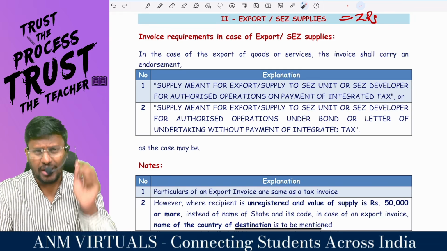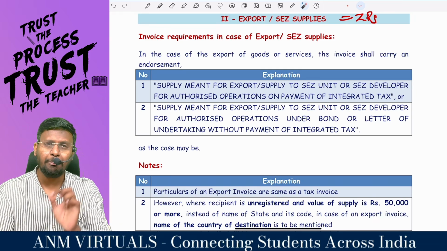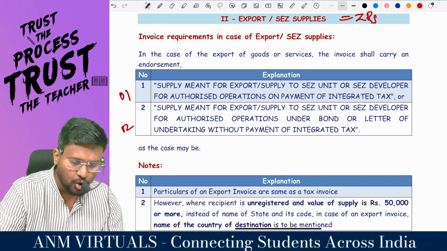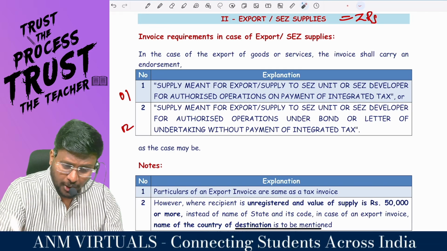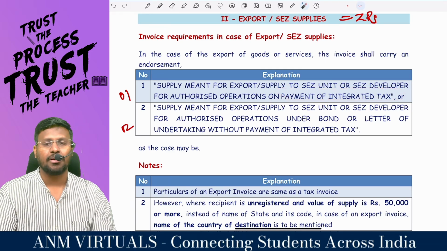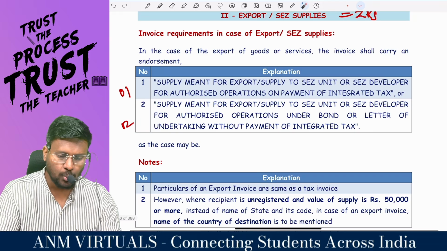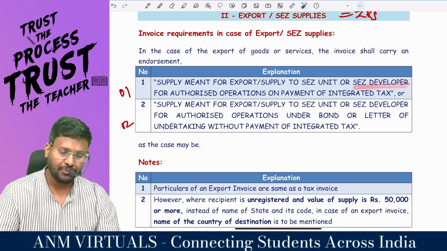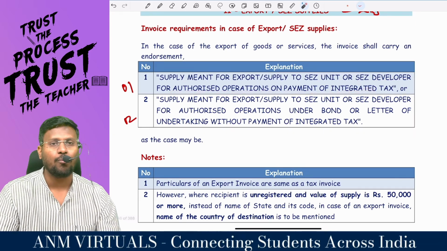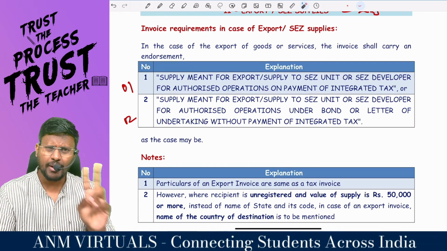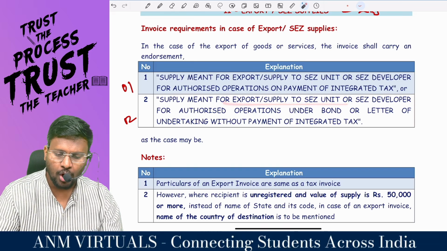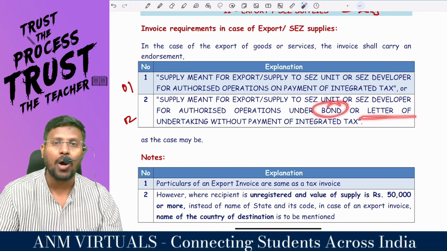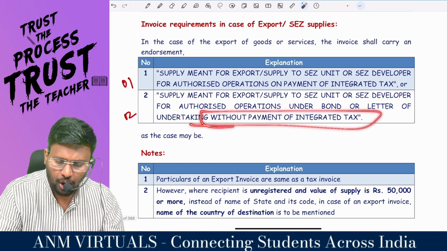So there are two options in which you can export: either by paying IGST, or under bond or LUT. This is option number 1 and this is option number 2. If you adopted option number 1, that is payment of integrated tax, you have to specifically mention in the invoice: supply meant for export or supply to SEZ unit or SEZ developer for authorized operation on payment of integrated tax. And if you are following the second option: supply meant for export or supply to SEZ unit or SEZ developer for authorized operation under bond or LUT without payment of integrated tax.